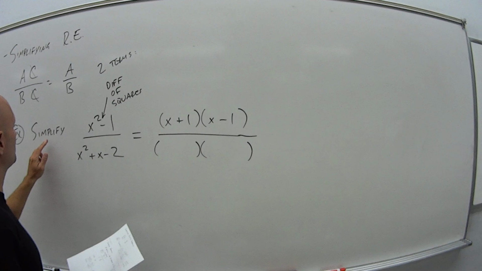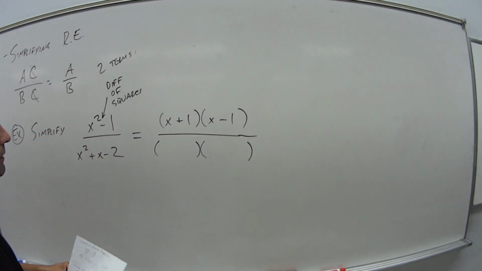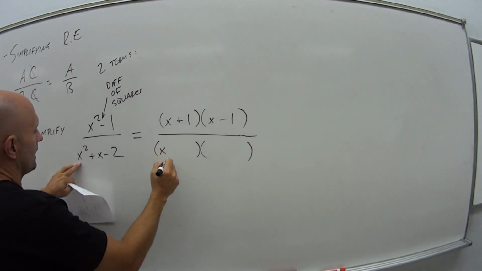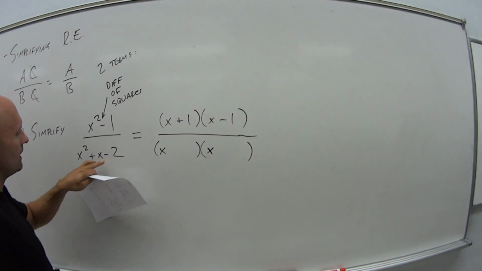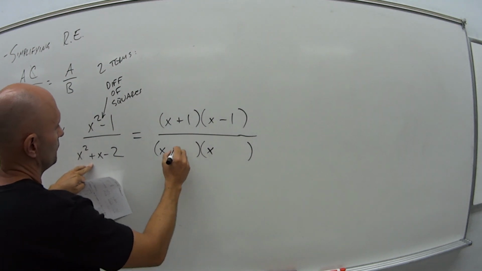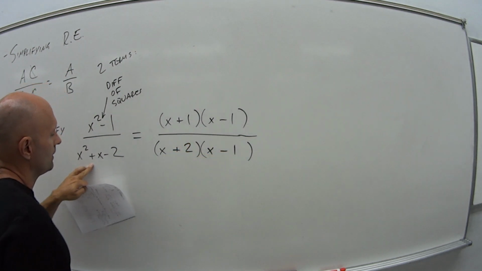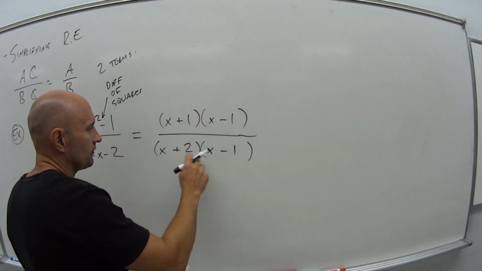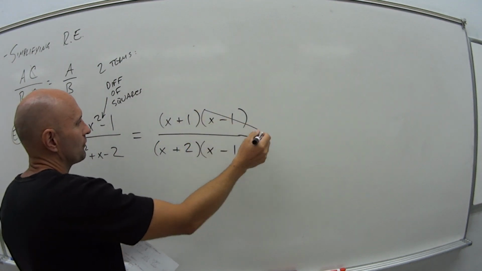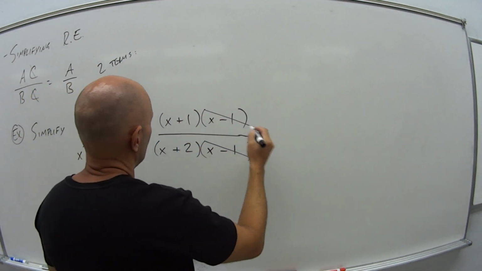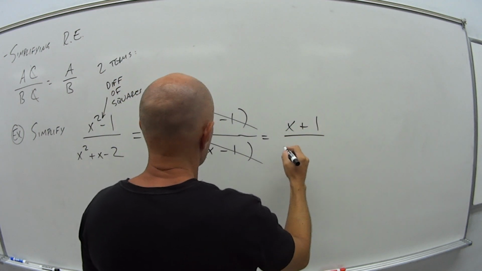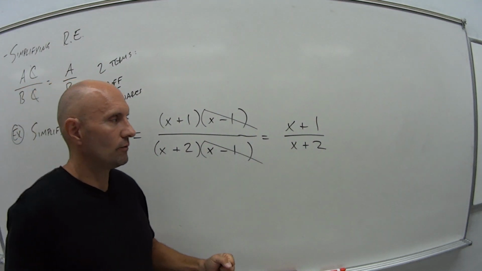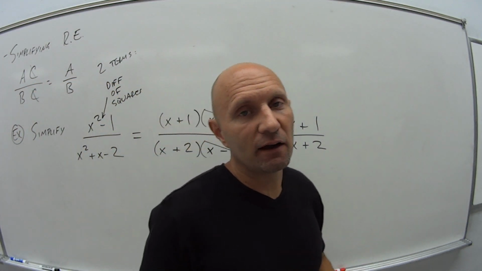How about here? Well, if I'm going to simplify this thing, I need to have a common term, so I should end up with either an x plus 1 or an x minus 1. So what do we have here? An x and an x, negative 2, and then we want to end up with a positive 1, so that's going to be plus 2 and minus 1. Because this is a product, I can cancel out the x minus 1's, and this leaves me with x plus 1 over x plus 2. That is our final answer.